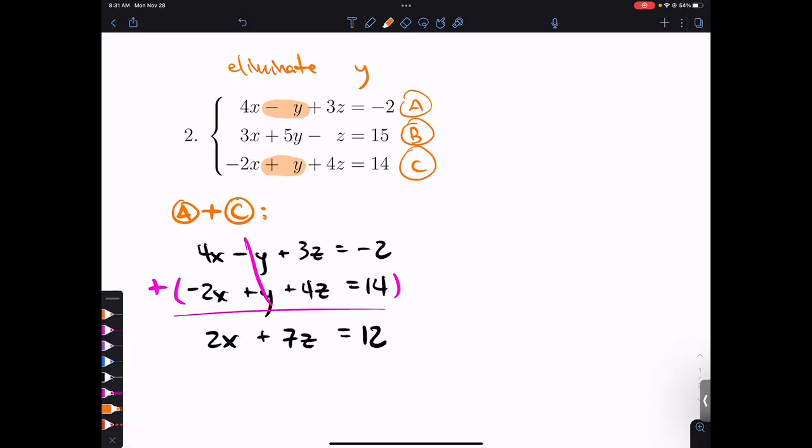Okay. Now again, if you want, you can think of this as, let's call this D, right? This is a new thing that we're going to use to continue on and solve. What that means is that because this is in terms of x and z, we need another thing that's only in terms of x and z. So go back to the original problem and eliminate y again.